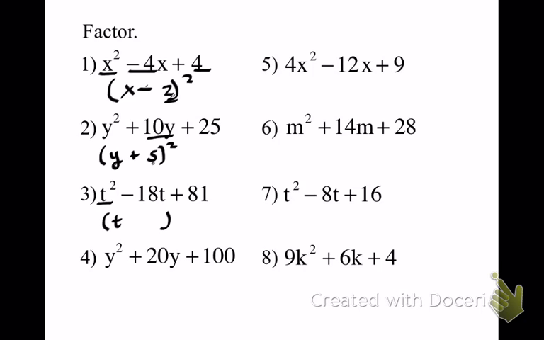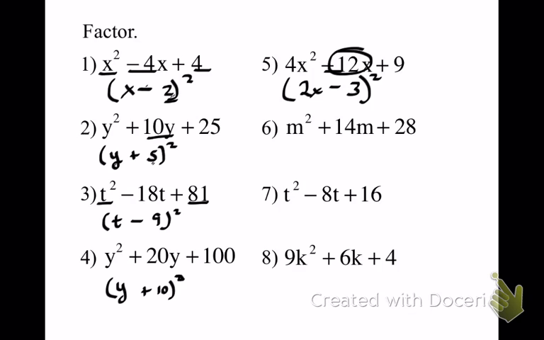Okay, the square root of t squared is t. The square root of 81 is 9. It's minus and it's squared. 10y, it's positive, so does this work? 10y, double it, I do get 20y. Okay, that works. All right, next one is 2x and 3. It's got to be a minus sign if there's any kind of negative in it. And then I end up with 2x times negative 3 is negative 6 times 2 gives me that middle term, so that's the correct answer.